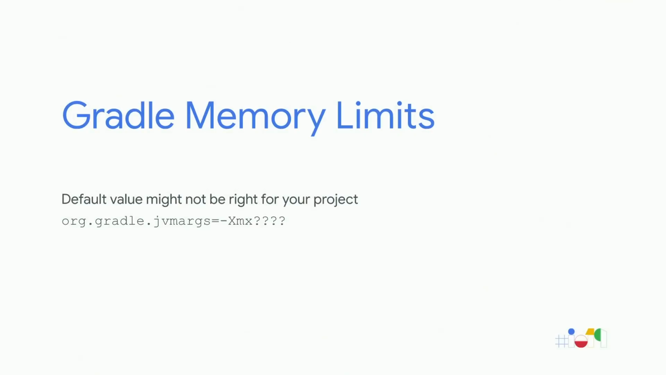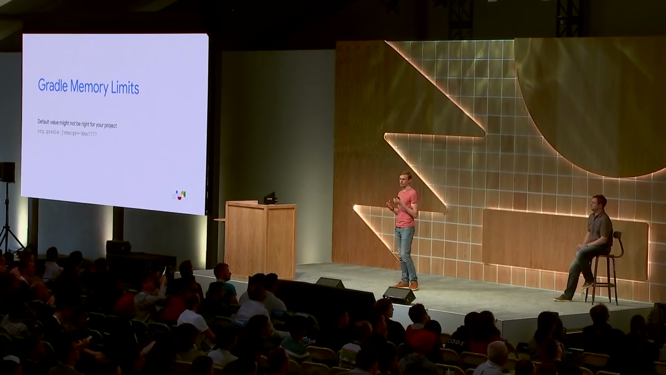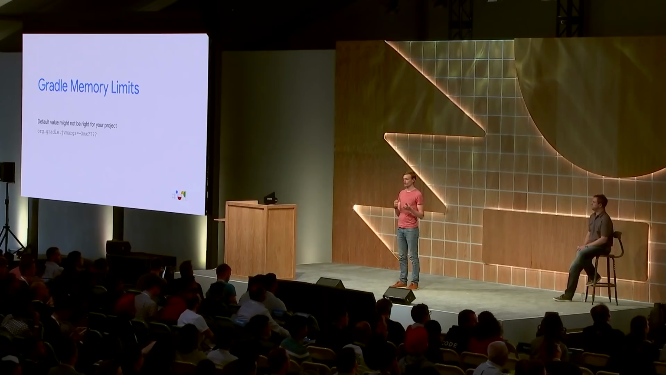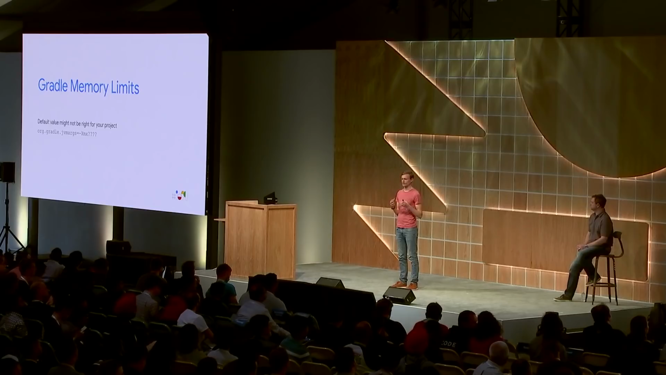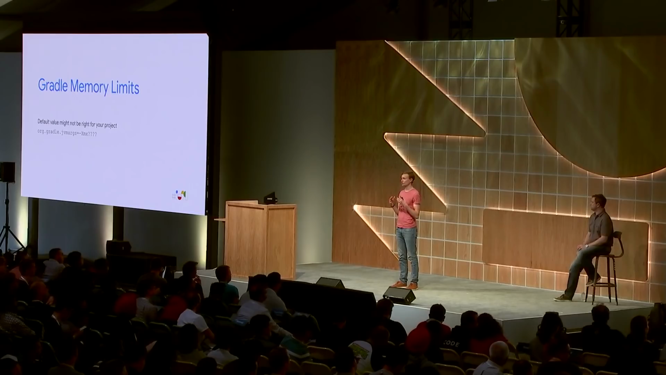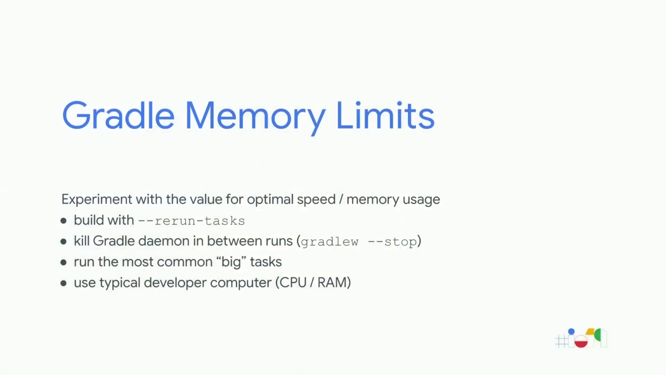So in AndroidX, we actually use build scans in another way. We used it to investigate the effects of JVM max memory limits. We wanted to see how does that affect our project, right? And for our project, it turned out to be the biggest bang for the buck, potentially. New Studio projects start with a 1.5 gig limit for your Gradle JVM, and that might not be enough for your project. So what you want to do is run an experiment where you try different values and see how that comes out in terms of the optimal value of speed versus memory usage.